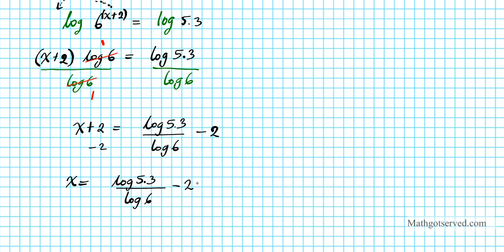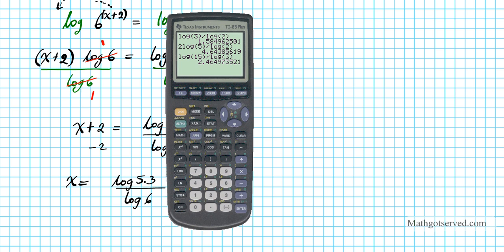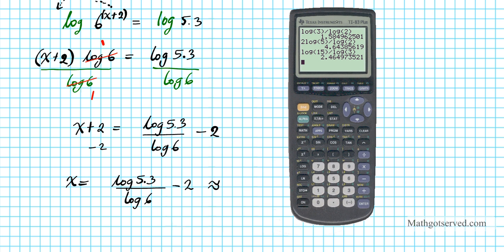Okay, this is the exact answer. For the approximate answer, we're going to input this into our calculators and see what we get. All right, so we're going to do log 5.3. Be sure to close the parentheses so you don't have a grouping error, divided by log 6, and then we subtract 2 from the whole thing. And your final answer is negative 1.069.